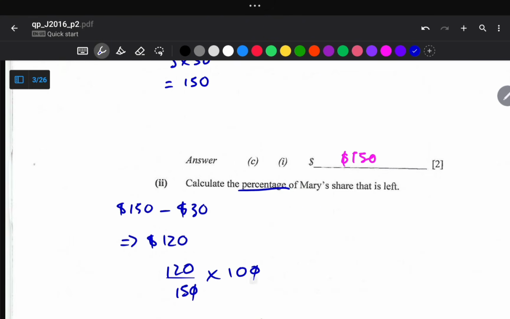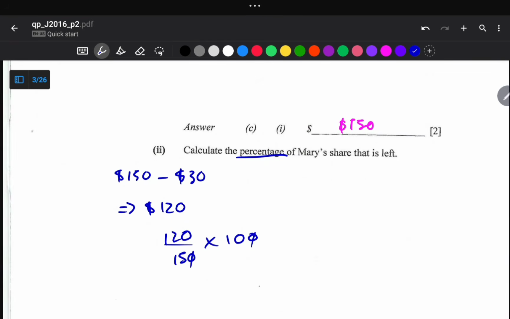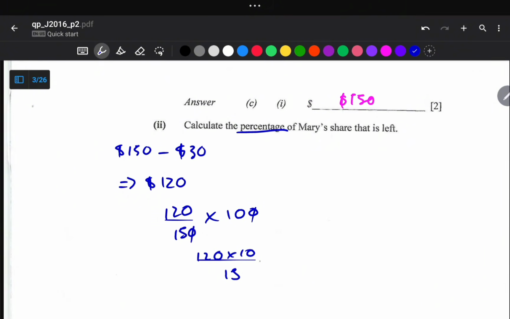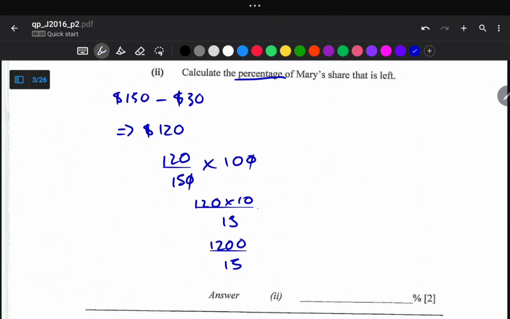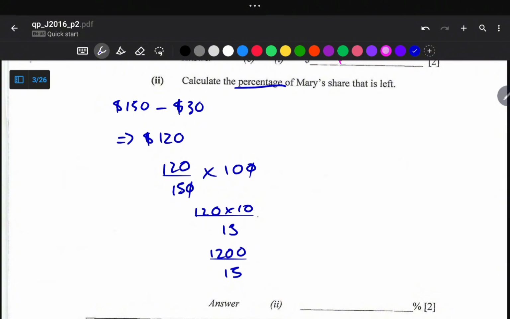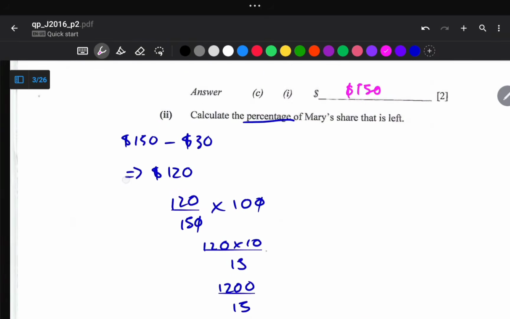Okay, so this zero cancels, and we are going to be left with 120 times 10 divided by 15. So 120 times 10 gives us 1200. So it is now 1200 divided by 15. If we divide 1200 by 15, it gives us 80. So the percentage of Mary's share that is left is equal to 80%.